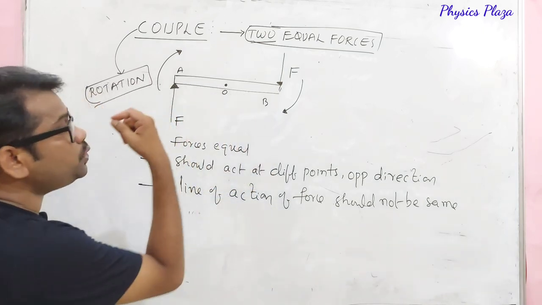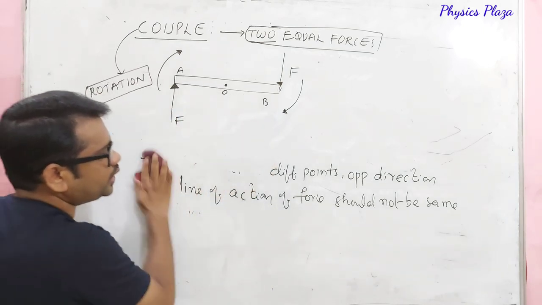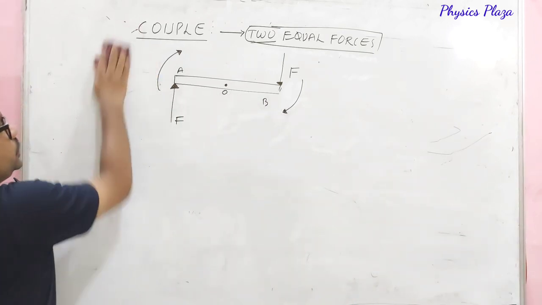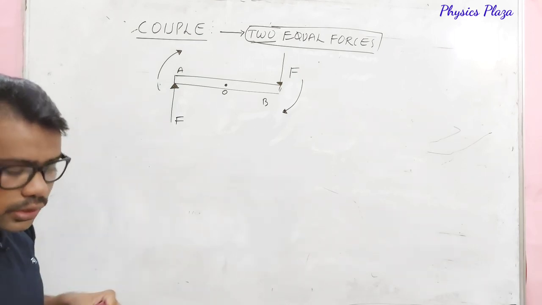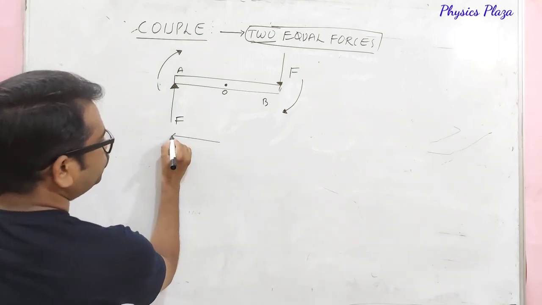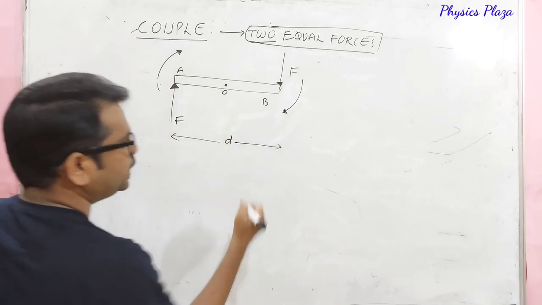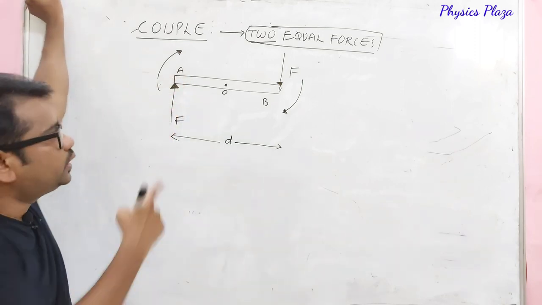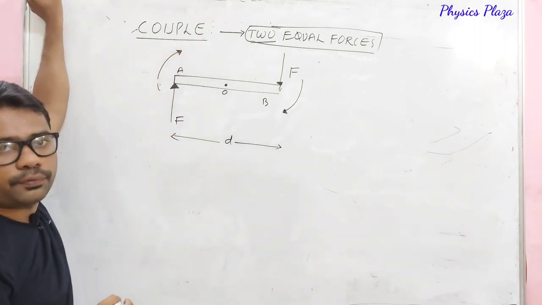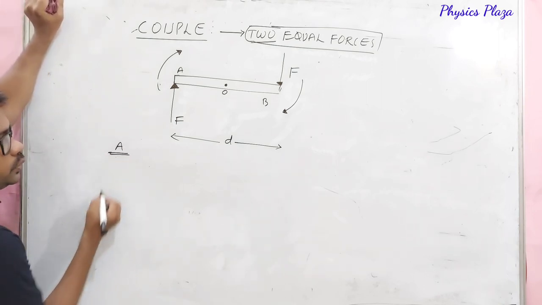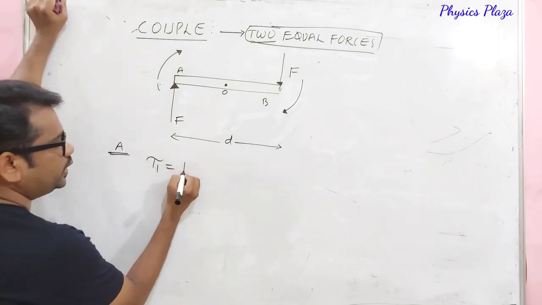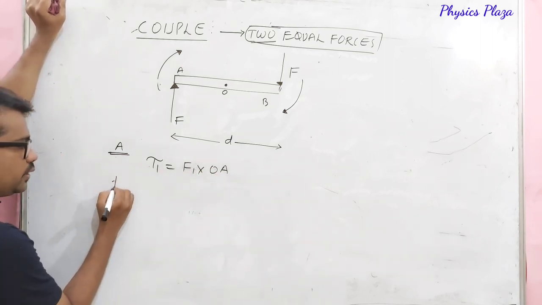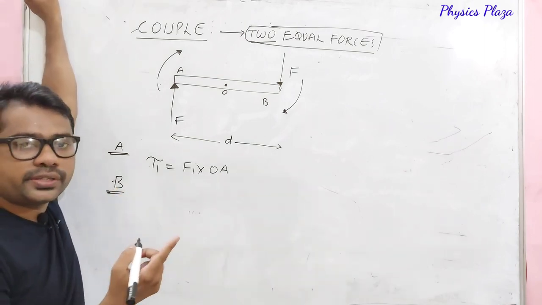Then how do we calculate the couple? What is the couple formula and what are its units? We will discuss now. In this case, look here. Let the perpendicular distance between these two forces be d. The force acting at point A will produce a clockwise moment of force, so tau 1 is equal to F1 into OA.